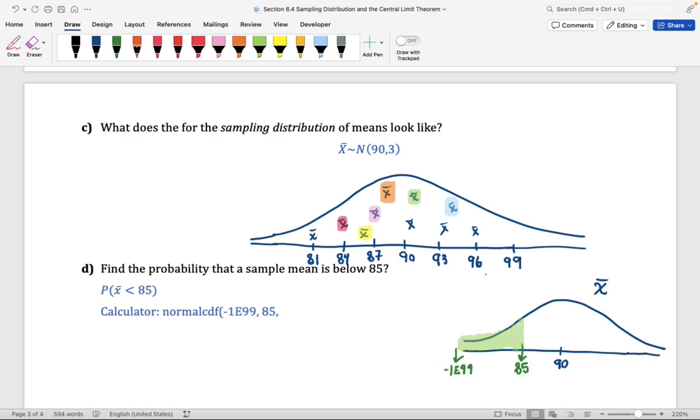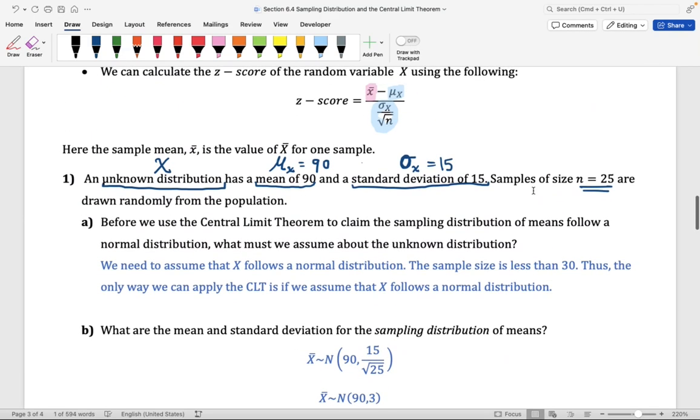The mean here is the mean of the X bar distribution, which is 90. The standard deviation is the standard deviation of the X bar distribution, which is 3. So here is the common mistake that I see. Instead of students using 3, I see students using 15.